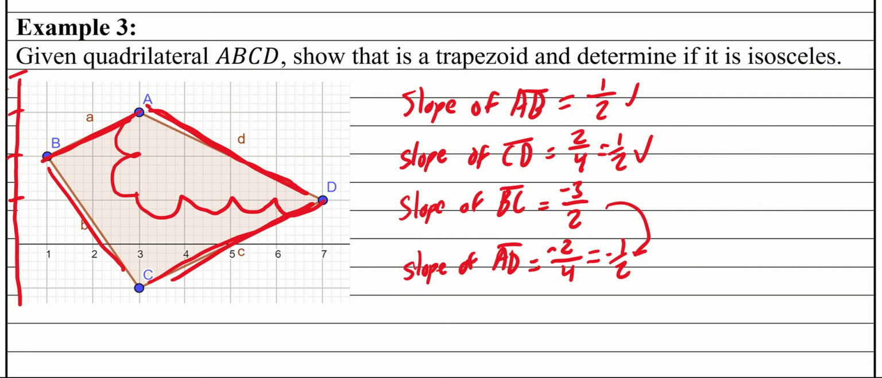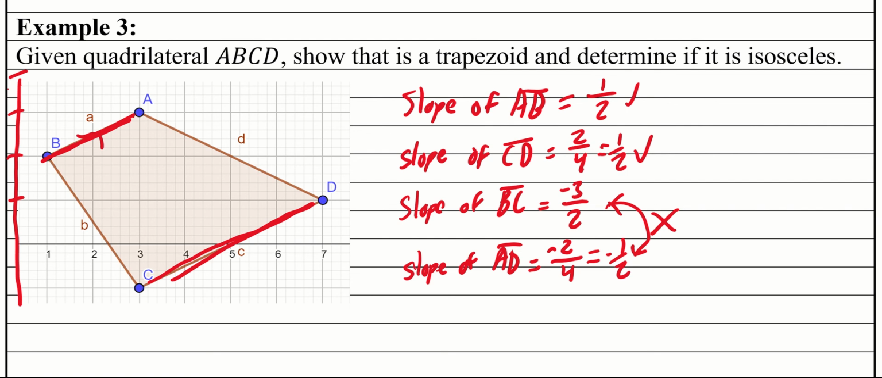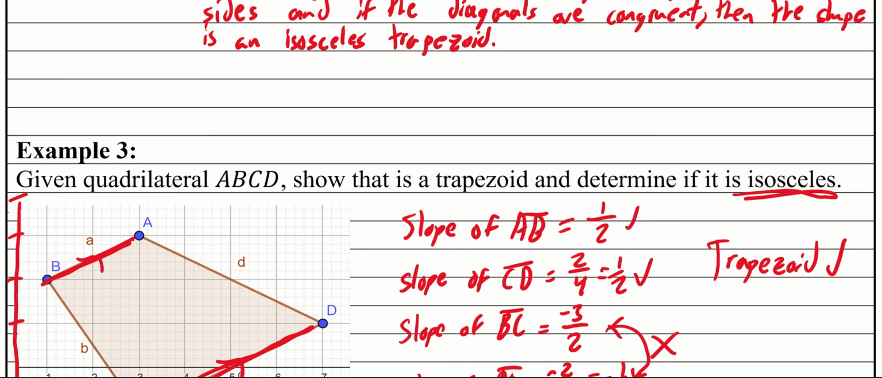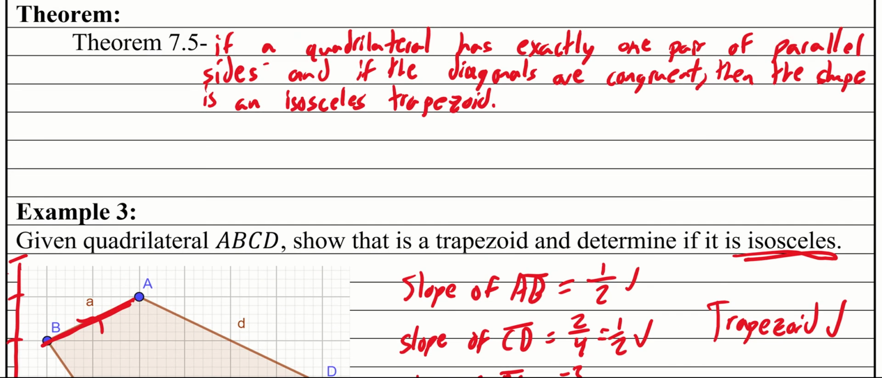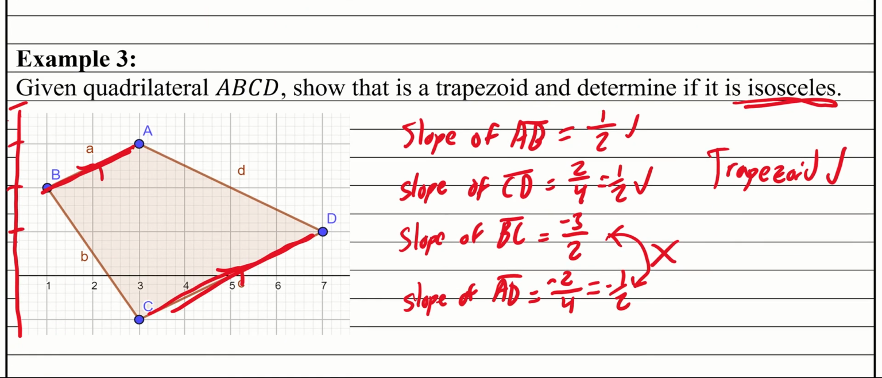Okay, so these two here are not the same, and so that's good. That means that this is a trapezoid, because I only have one pair of parallel sides here, AB and CD. So I'm going to say first off, this is a trapezoid, and I can mark it however I'd like. I'm just going to put trapezoid and put a check mark by it, just to remind myself. So I found that this is a trapezoid, but the second part is I need to determine whether it's isosceles. Well, if I go back up to my theorem, I've got the first part. I've shown there's exactly one pair of parallel sides, but I also need to show that the diagonals are congruent in order for this to be isosceles.